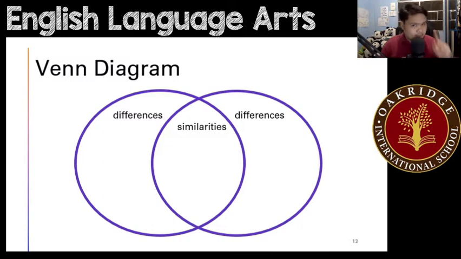Just as an example, you'd have two things, like dark chocolate and milk chocolate. Dark chocolate over here, milk chocolate over here. Differences: dark chocolate is bitter and darker; milk chocolate is creamier and sweeter. And then the middle similarities: they're both chocolates, right? They both use milk. They have a certain level of sweetness. They're both made of cacao. Stuff like that. Okay, that's how you create the Venn diagram.